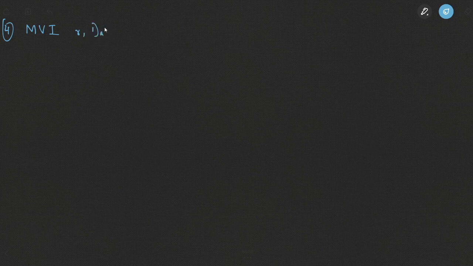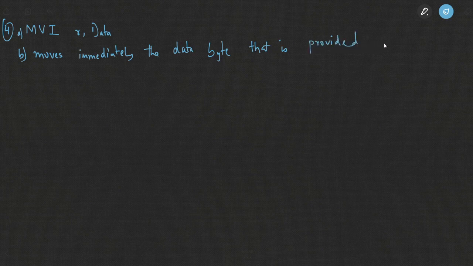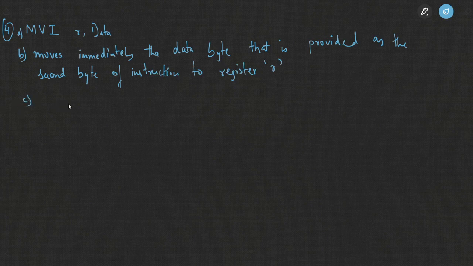The fourth instruction that we are dealing with today is MVI R comma data. So what does this instruction do? Moves immediately. What does it move? Moves immediately the data byte that's actually given here. It moves this data to register R. So in this case, R will be having this data.